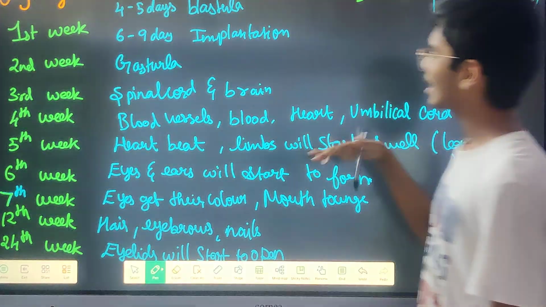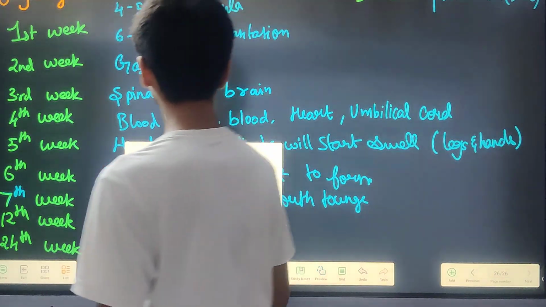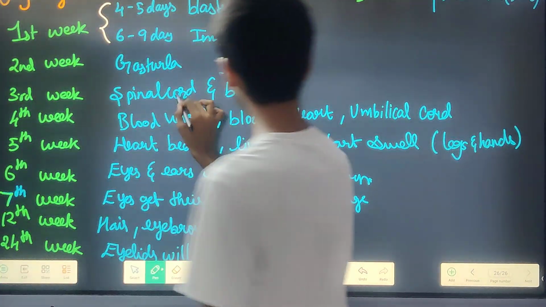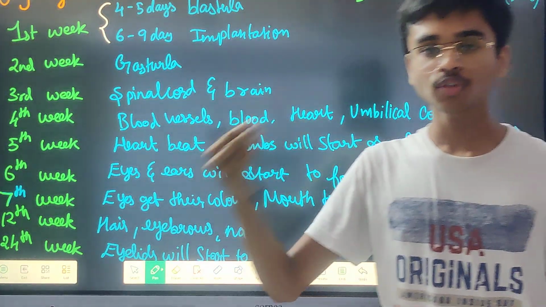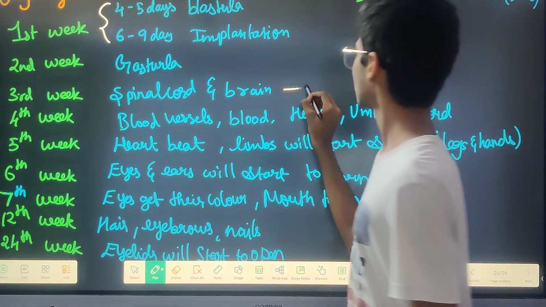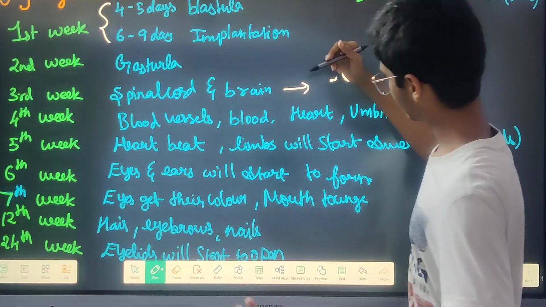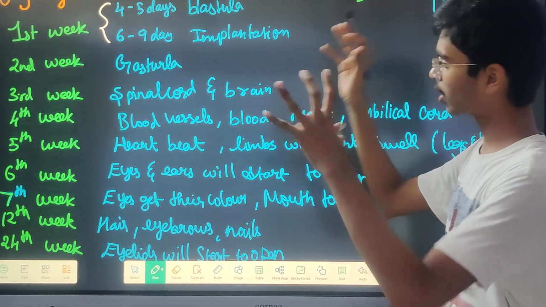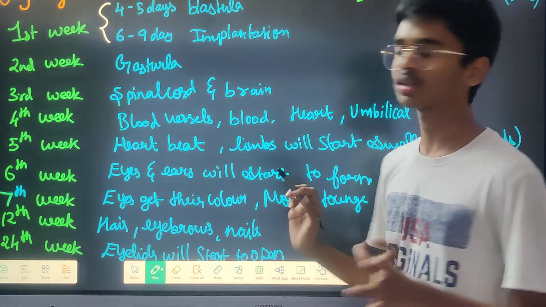Now I have to see here, spinal cord and brain are formed, right? These are the controlling units. Before any other organ is being formed, these should be formed. Then only other organs will be controlled. So that is why this is being formed first.